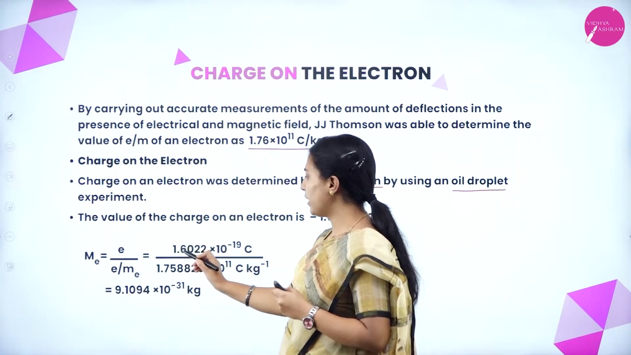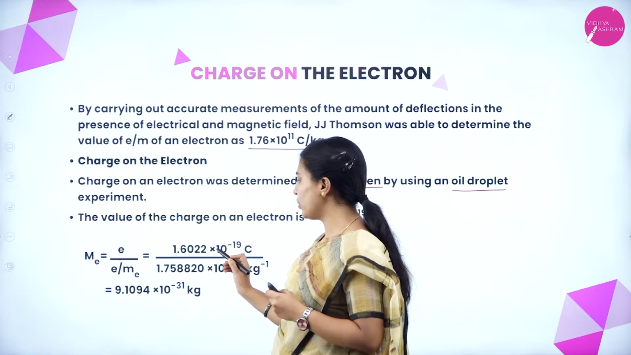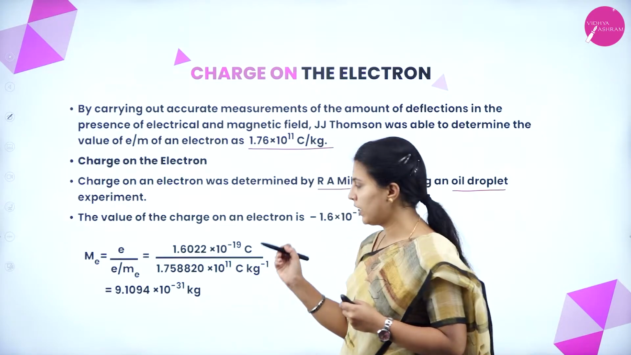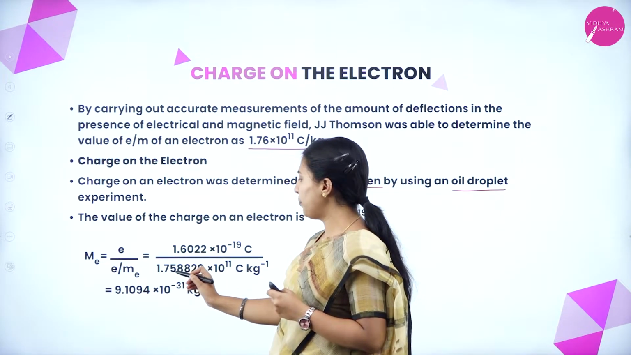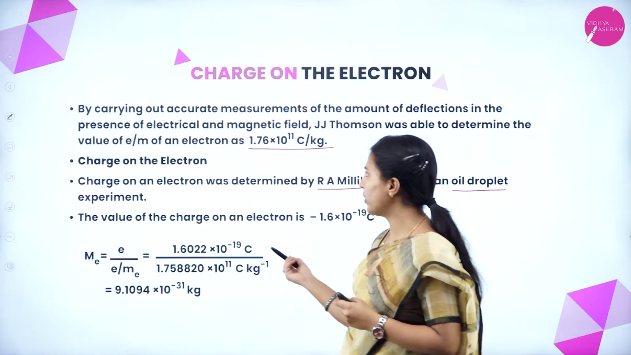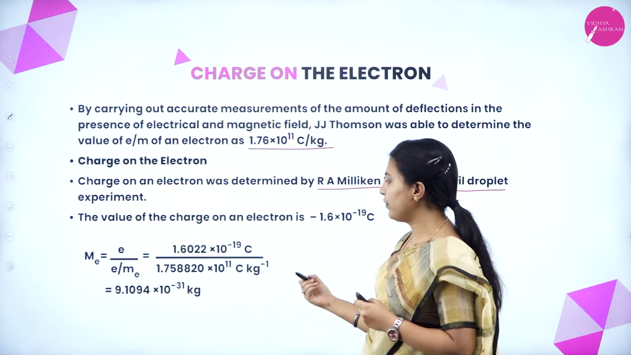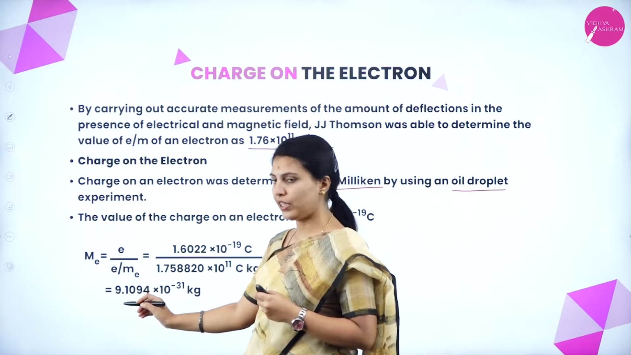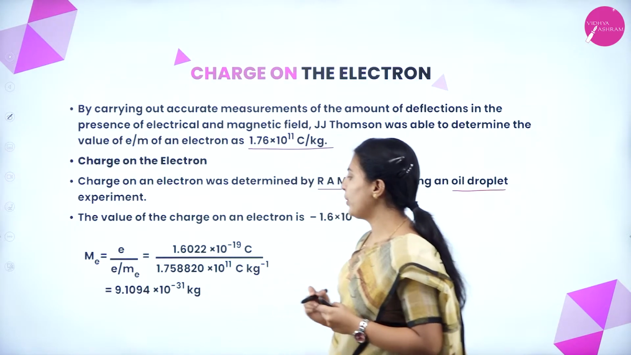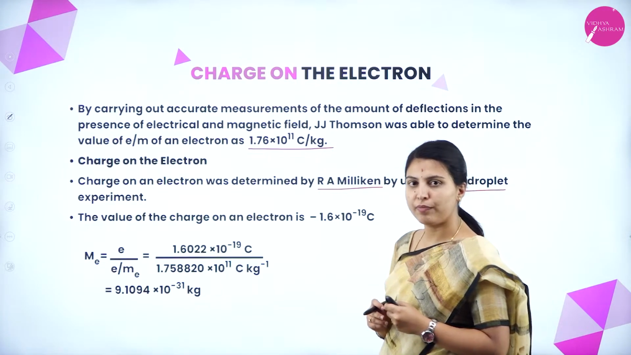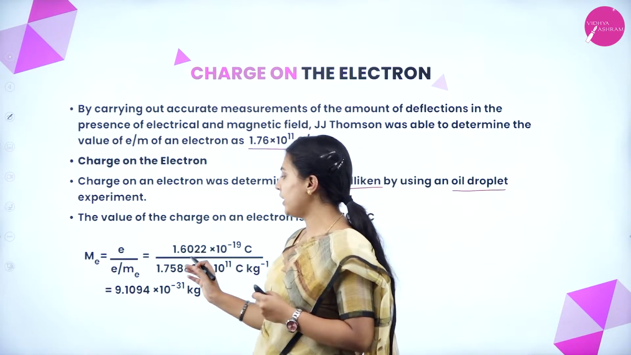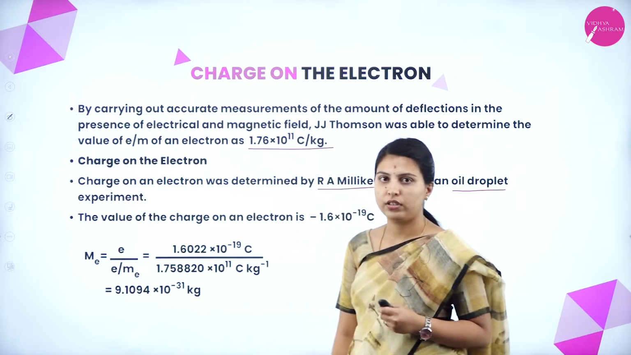Okay, what is the electron value? 1.6022 × 10^-19 coulombs, and the charge to mass ratio is 1.758820 × 10^11 coulombs per kg. Overall, if you do the calculations, you will get 9.1094 × 10^-31 kg. It is the mass of the electron.